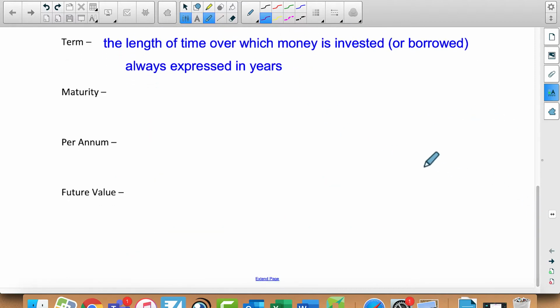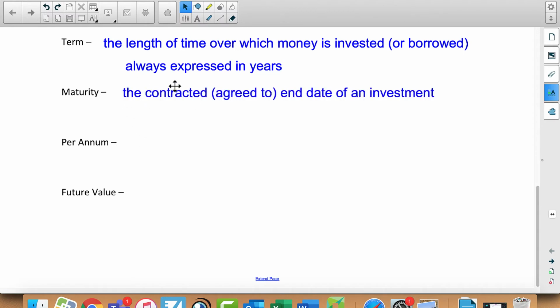Okay, a few more words we need to know. Maturity. Maturity, when we're talking about money, is the contracted or agreed to end date of an investment. So again, this isn't always the case. When you use a savings account, it doesn't come to maturity, right? You just keep adding to it and taking out money sometimes. But as I said before, some investments and definitely loans have an end date where it needs to be paid up or where you get paid out.